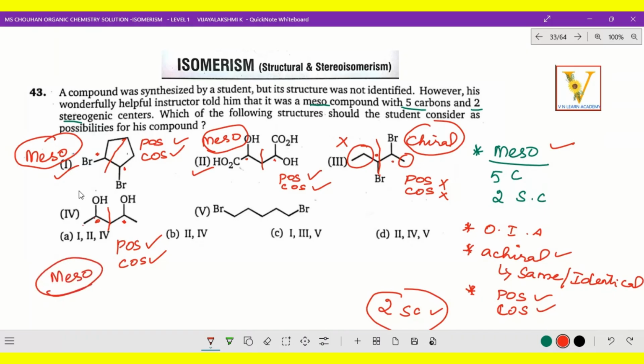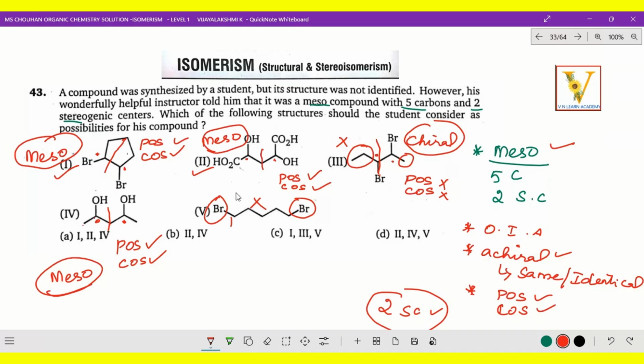Now the fourth compound is also meso, and the fifth compound, there is no stereogenic center. 1, 2, 3, 4, 5 carbons are there. Okay, fine. But where is the stereogenic center? Stereogenic center means chiral center, you know very well. It needs different groups or atoms attached to that carbon, but no such groups are attached here. Only at the ends of that carbon: this side one bromine, this side one bromine, and in the middle nothing is there. So it is neither meso nor chiral.